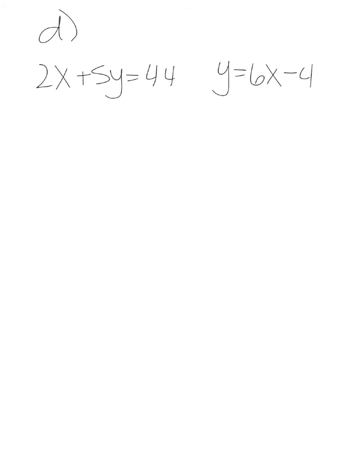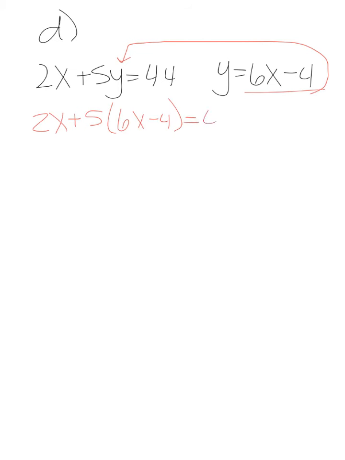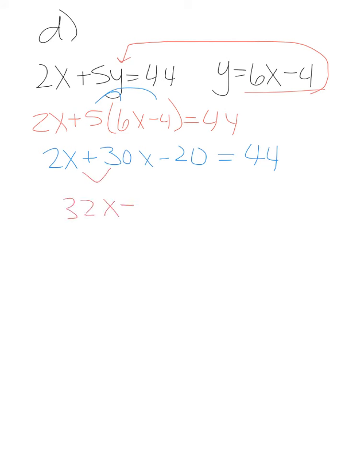Letter D says 2x plus 5y equals 44 and y equals 6x minus 4. Again, y is equivalent to 6x minus 4. So I'm going to take my 6x minus 4 and plug it in where I see my y. So my first equation now becomes 2x plus 5 times (6x minus 4) equals 44. I'm going to take my 5 and distribute it in. 5 times 6x is 30x. 5 times 4 is 20 equals 44. Put my 2x and my 30x together to get 32x minus 20 equals 44.